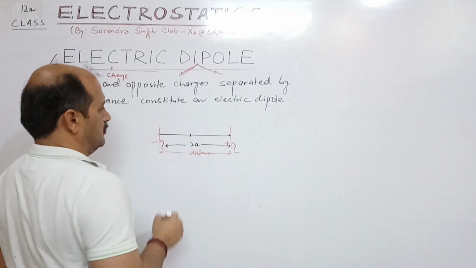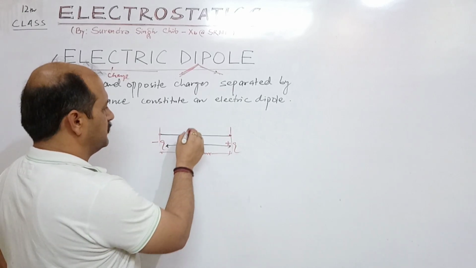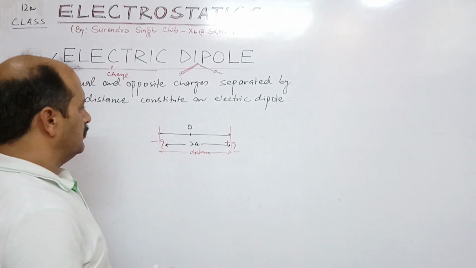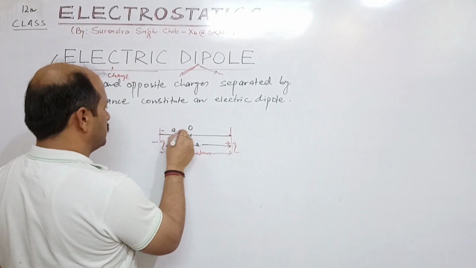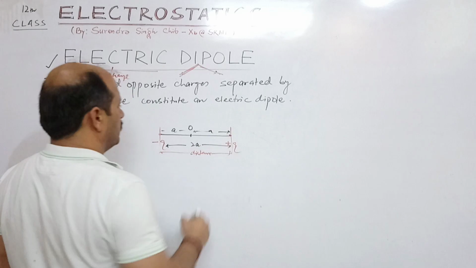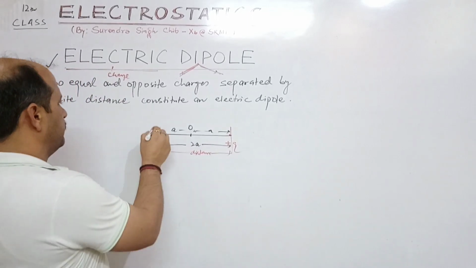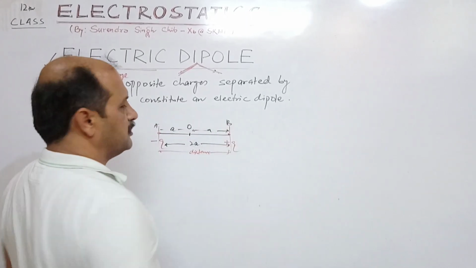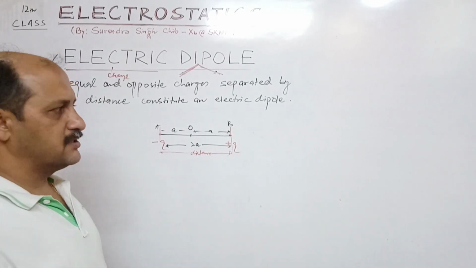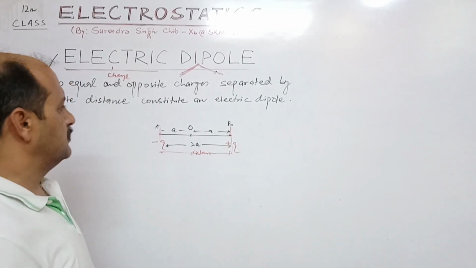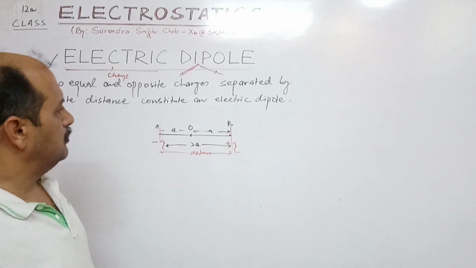क्योंकि सभी जो distances होते हैं, they are measured from the center of the dipole. If O is the center of the dipole, then this side will be A and this is also A. So what is an electric dipole? In which two equal but opposite charges are separated by some finite distance. It constitutes an electric dipole.